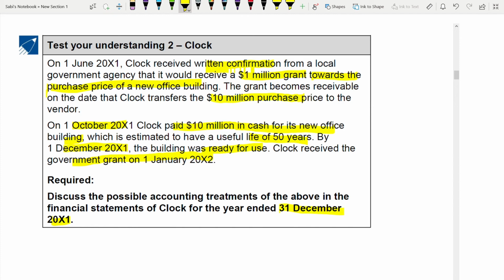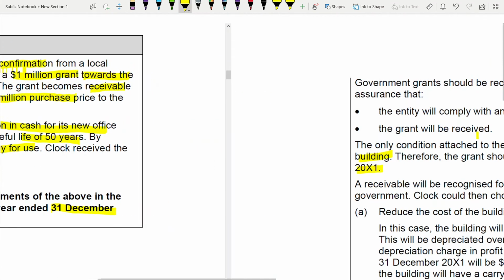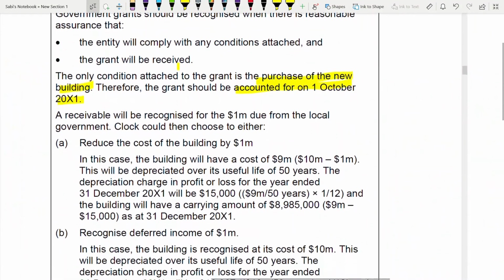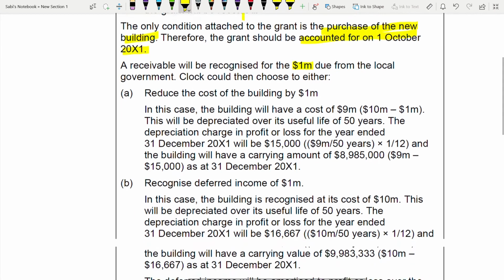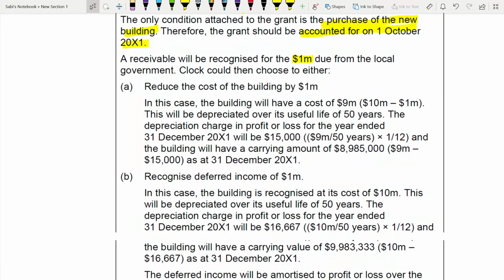And also the grant becomes receivable when the clock transfers the 10 million to the vendor. So on 1st of October 2001, the receivable will be recognized for 1 million due from the local government. Clock would then choose to either do so. Now he has an option. You told you receive 1 million. Now how are you going to recognize it? You have a choice.